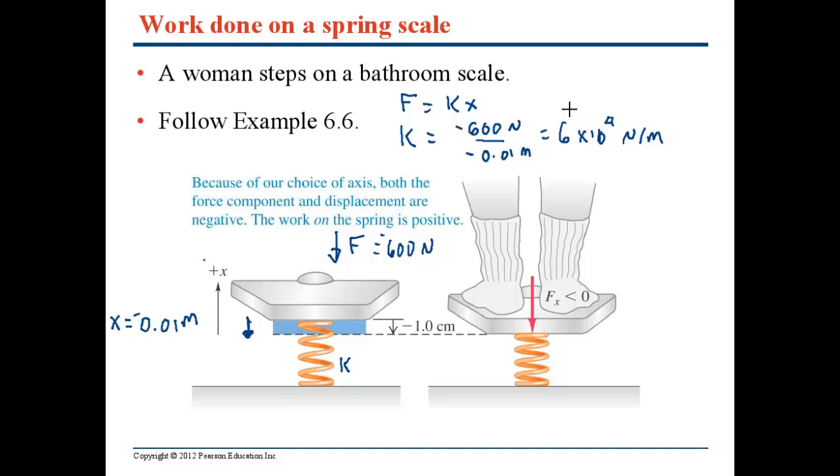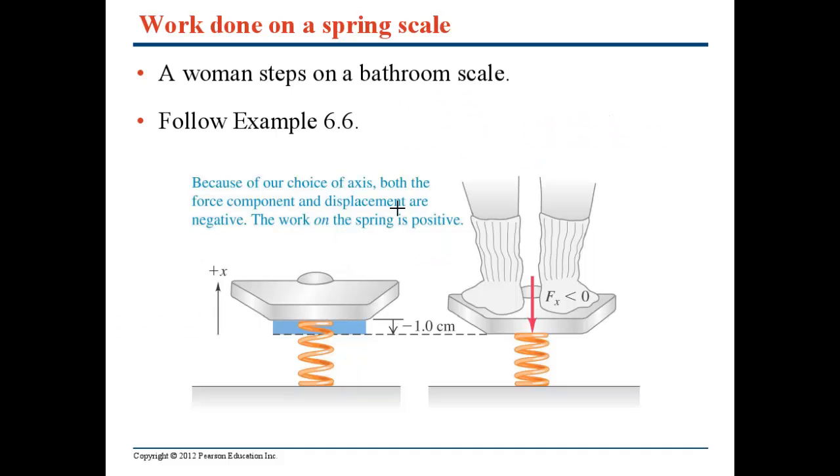We also know that the force is in the downwards direction, and the displacement x is in the downwards direction, so we can expect that the work done on the spring is going to be positive. Recalling that work is equal to force dotted with displacement, if force and displacement are in the same direction, then work is positive. If they're in opposite directions, then work is negative.